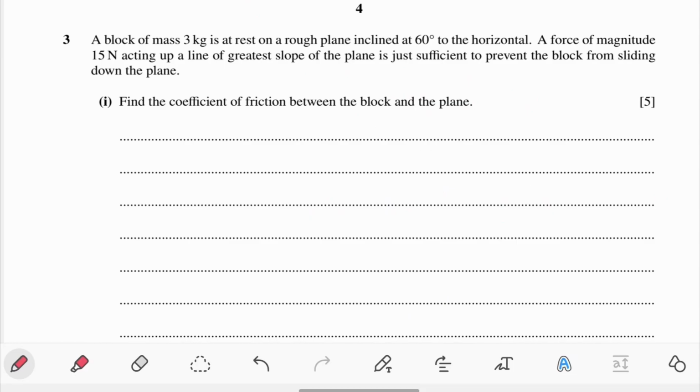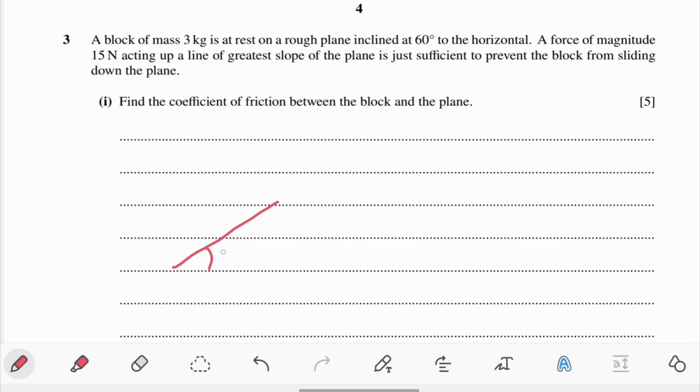Next question. A block of mass 3 kilograms is at rest on a rough plane inclined at 60 degrees to the horizontal. A force of magnitude 15 newtons acting up a line of greatest slope of the plane is just sufficient to prevent the block from sliding down. That means the block is about to move down the plane, so the friction acts up the plane.